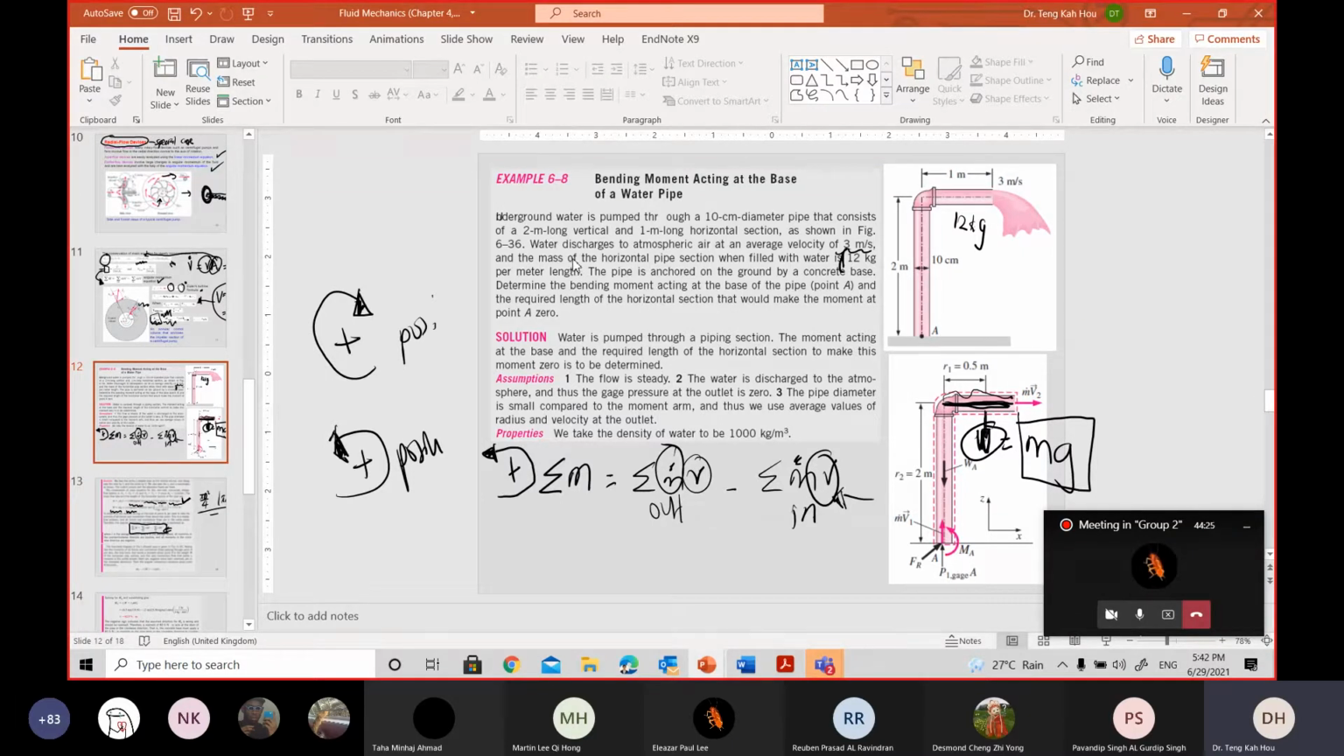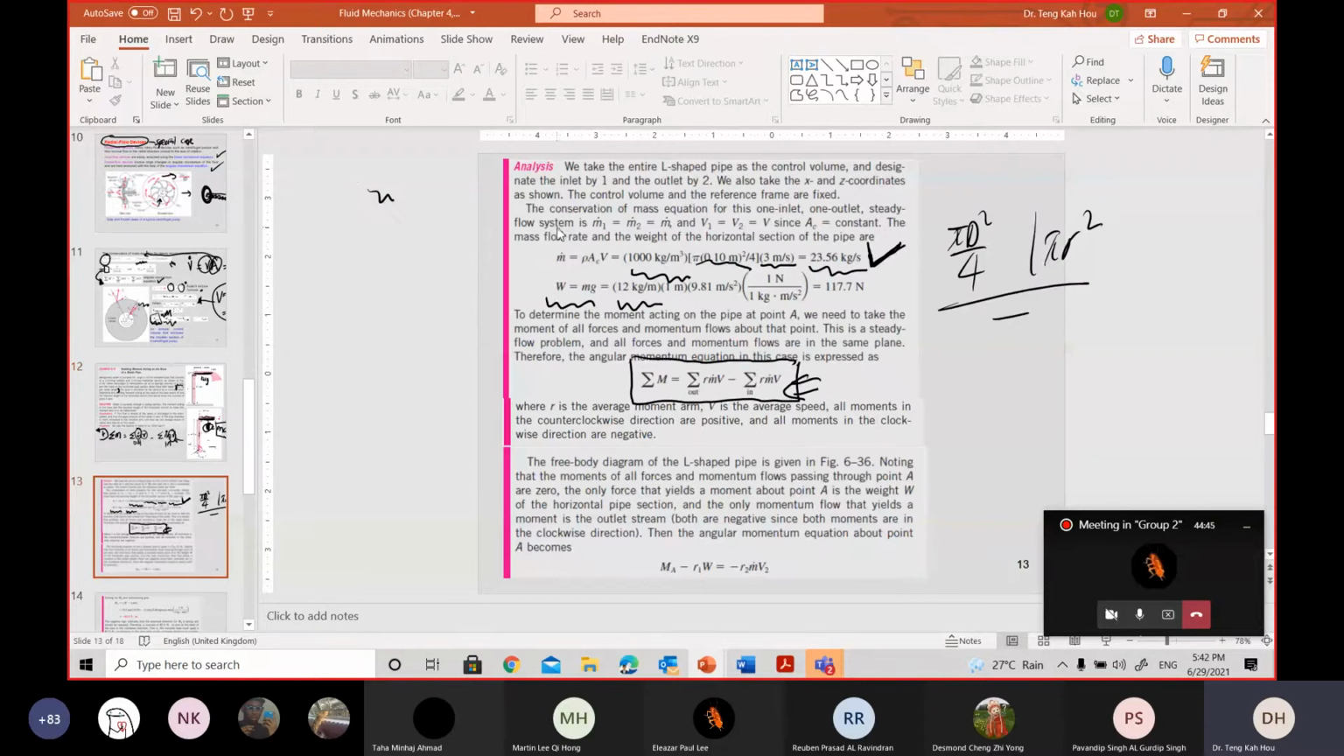So this is the tricky part for these sessions. The question tells you that my horizontal weight is 12 kg per meter length. So that means I got 1 meter over here. I know that W equals mg, where I already got 1 meter's length. That's why you have 117.7 newtons in this case. Are you okay with this? No question, right? No question, sir. Okay, good.